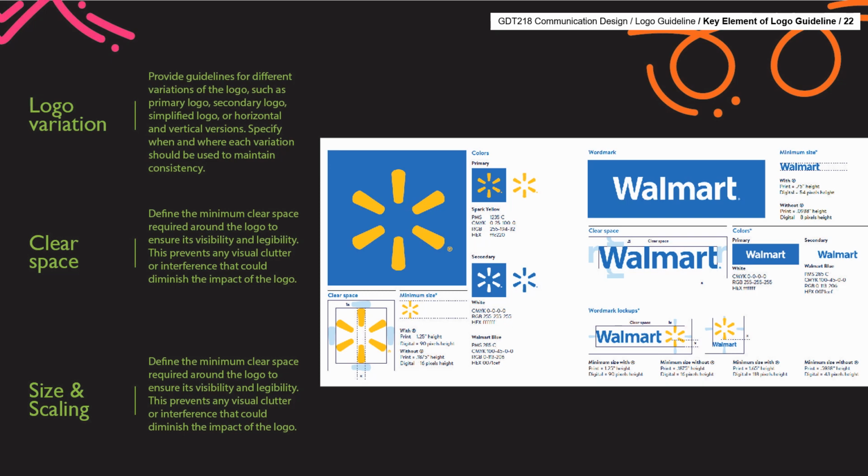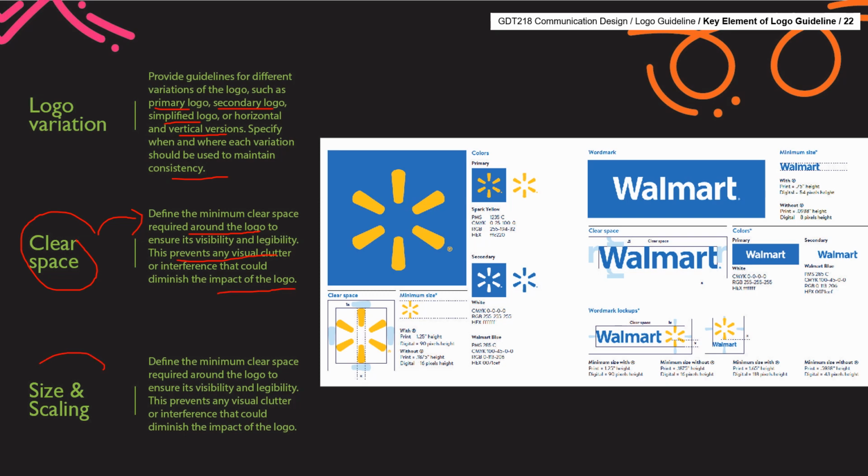Logo variation. Logo variation provides guidelines for different variations of the logo, such as primary logo, secondary logo, simplified logo, horizontal and vertical versions. Specify when and where each variation should be used to maintain consistency. Clear space. Clear space defines the minimum clear space required around the logo to ensure visibility and legibility. This prevents any visual clutter or interference that could diminish the impact of the logo.